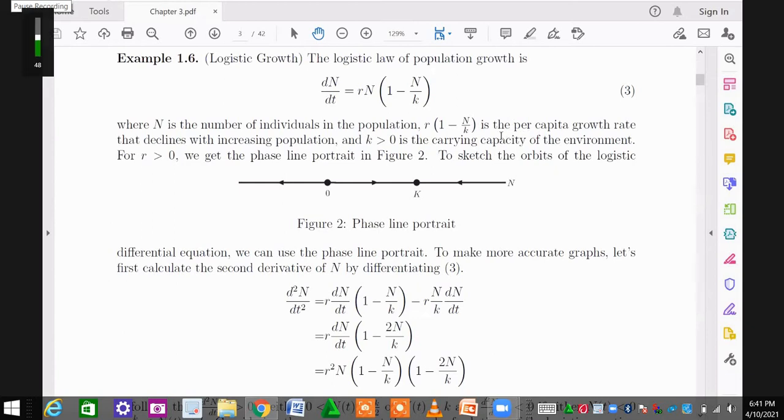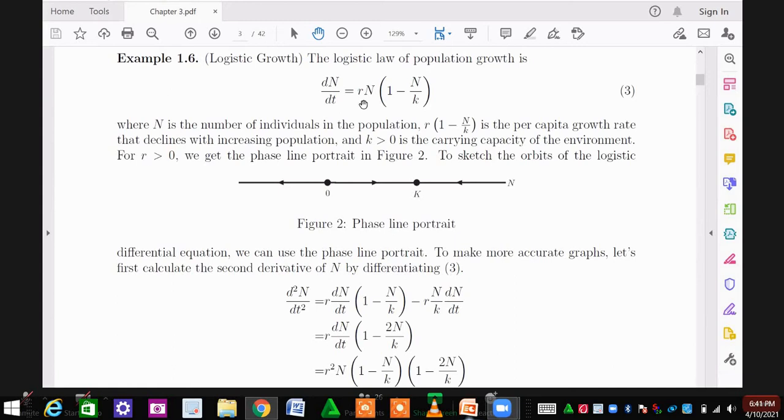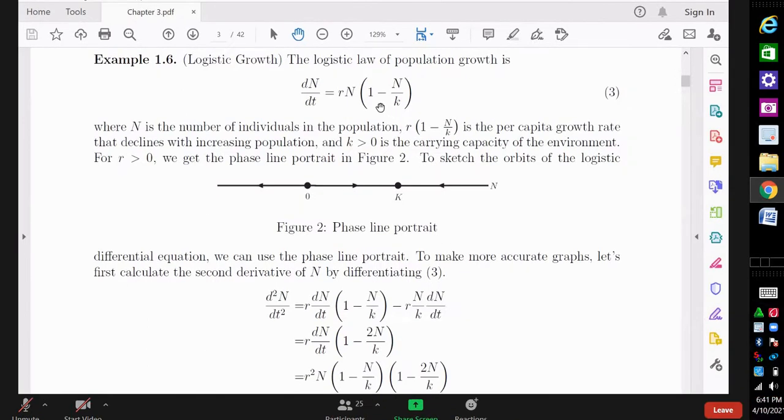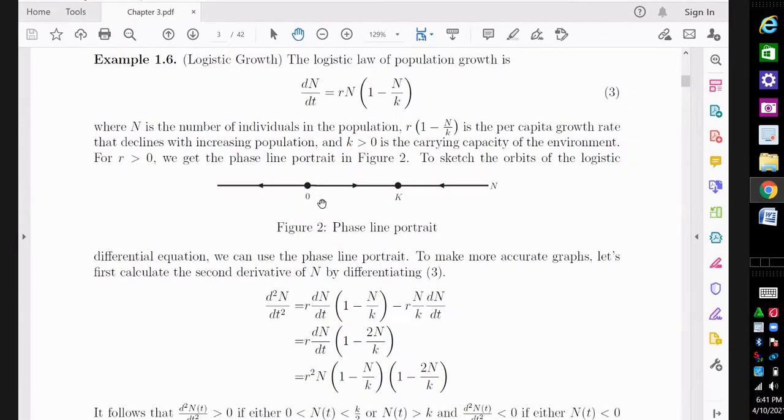Per capita growth rate. So for r greater than 0, the phase line portrait for this differential equation is... you can see this differential equation has equilibrium points. You can just consider f of n is rn into 1 minus n over k. So this has zeros: n is equal to 0 and 1 minus n over k is 0, so n is equal to k. So n is equal to 0 and n is equal to k are two equilibrium solutions of this differential equation.